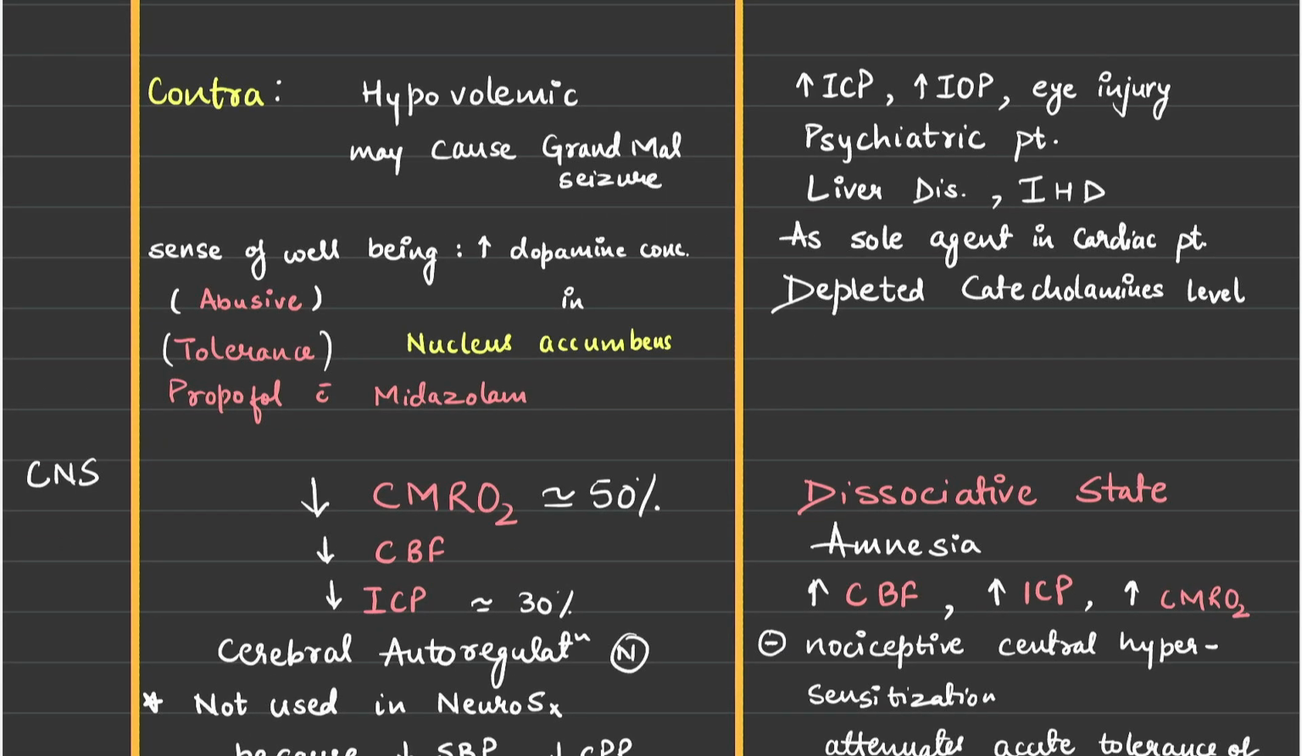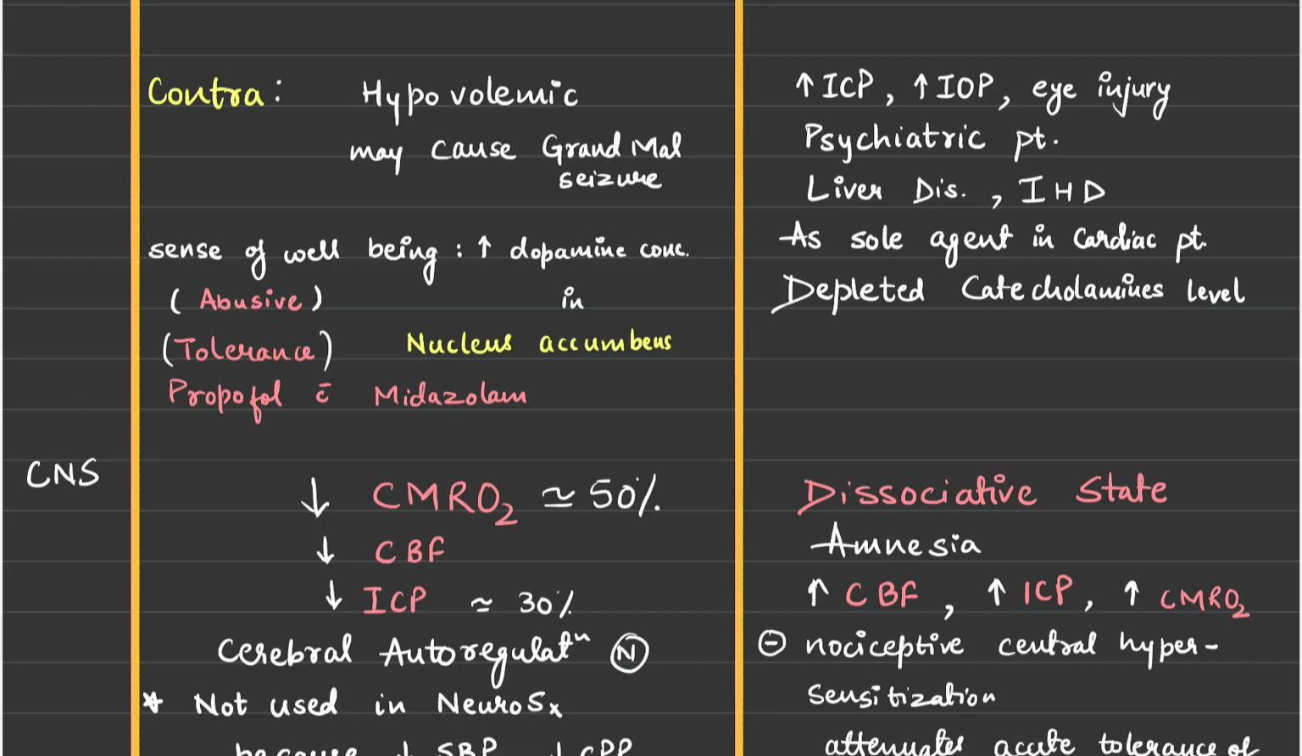Contraindications of propofol are relative contraindications: hypovolemia, or if a patient may have grand mal seizures. Hypovolemia causes a decrease in systolic BP, diastolic BP, and cardiac output. So in order to avoid this, we can correct hypovolemia and then use propofol.